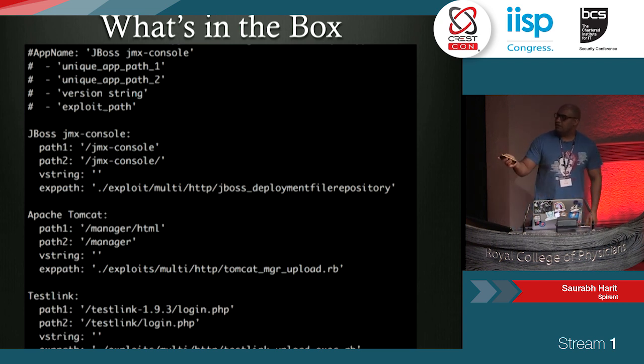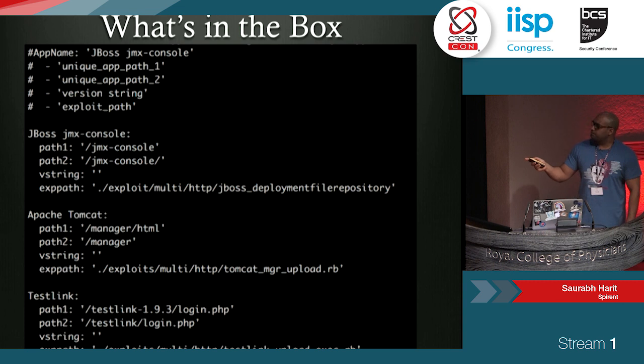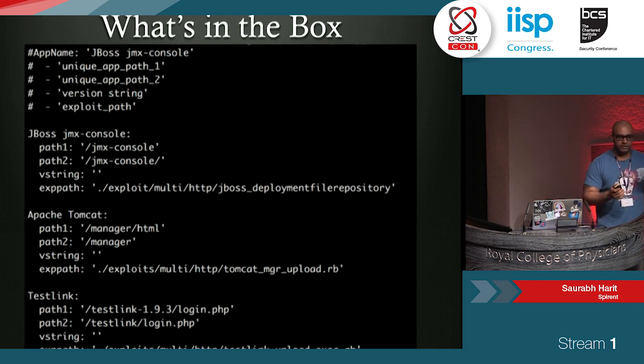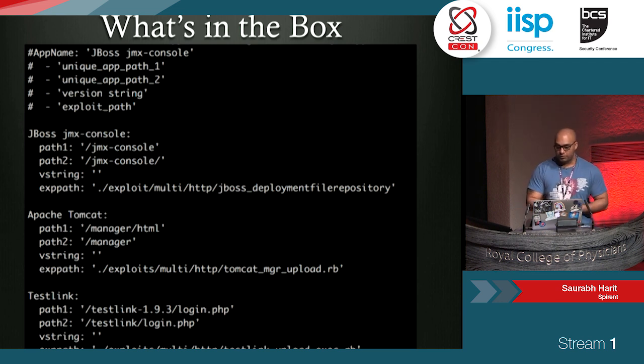This is what the YAML file looks like. Here we have path 1, which is unique to that particular application. This is path 2, which would be the secondary path to check. There could also be a version string, so if you're looking for a specific version of an application, then we test for that as well. And then exploit path, basically where the exploit for that particular application is in Metasploit or on exploit.db.